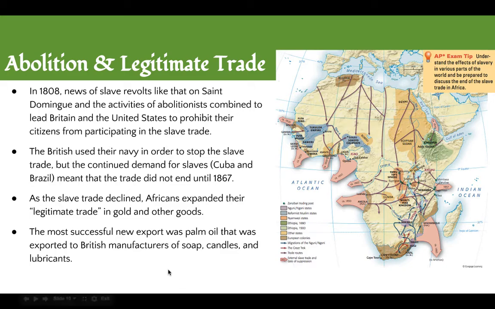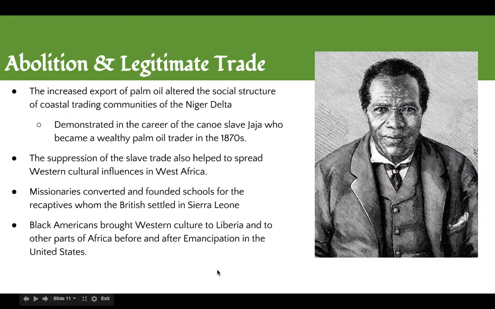Now, before we move on, I want to draw your attention right here to where my mouse is. This city, which will basically become the city-state of Opobo, here at the delta of the Niger River in southern Nigeria. So keep that in mind as we go to this next slide. The increase of the export of palm oil is going to alter social structures in that region.